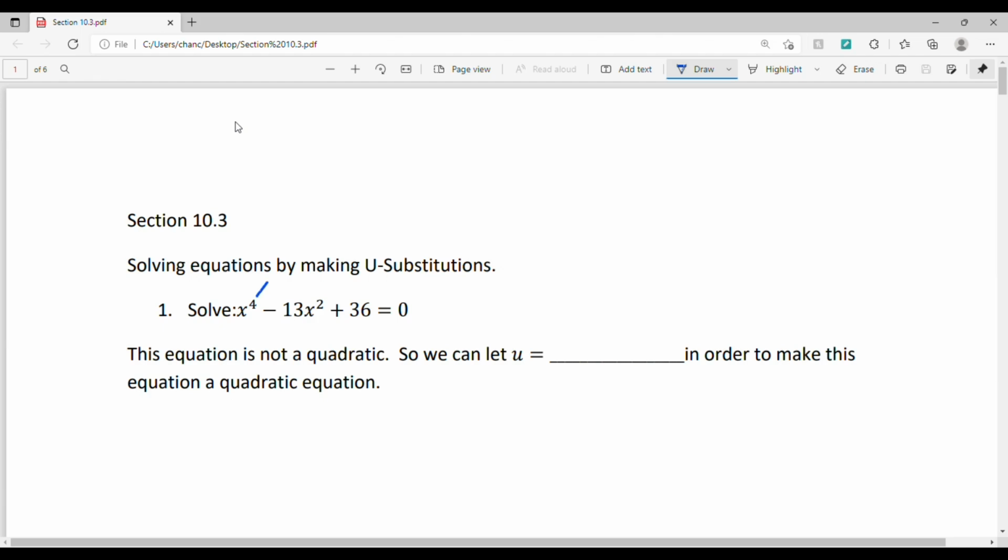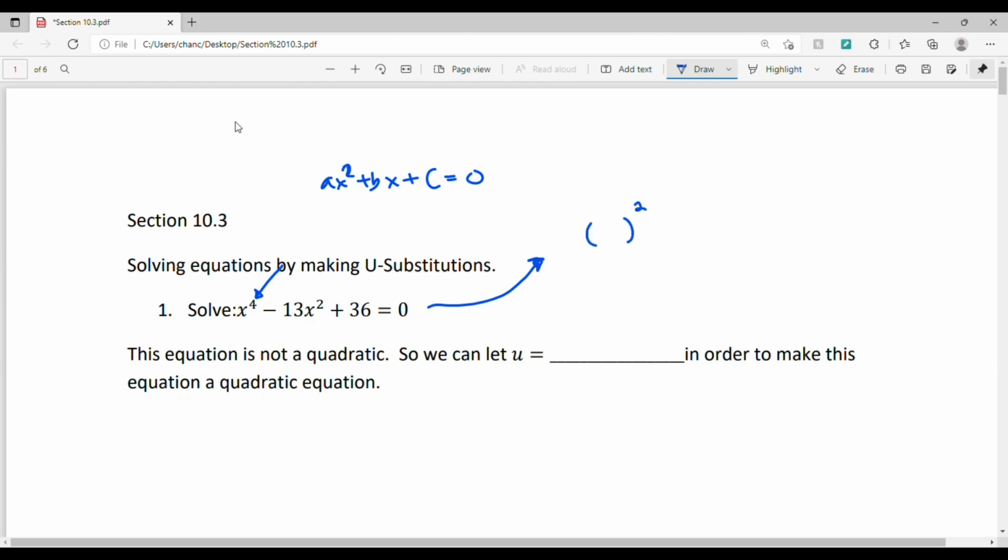Now the problem here is the power of 4. We have never solved a problem with a power of 4, but we know how to do quadratics if it has a power of 2 in the exponent. We can do this. So that's what we're going to do. We're going to try to change this into a quadratic, a power of 2.